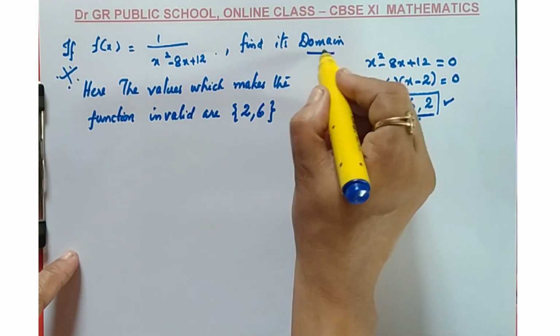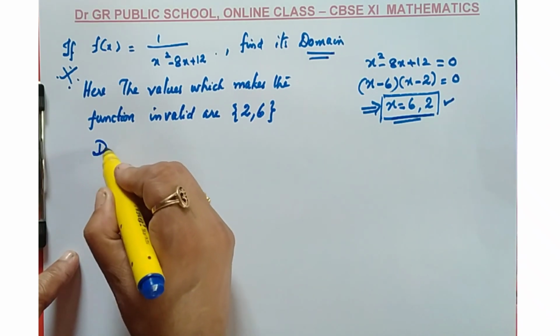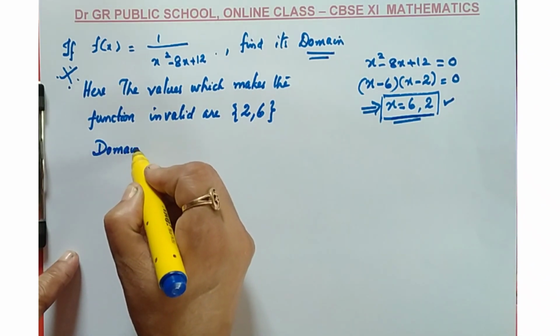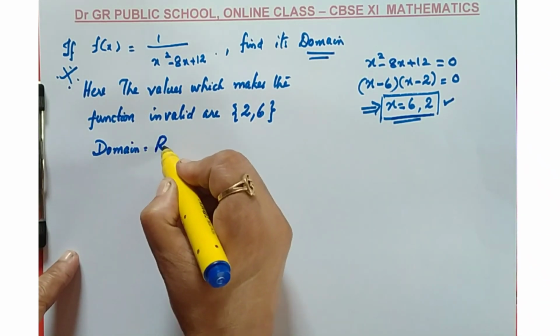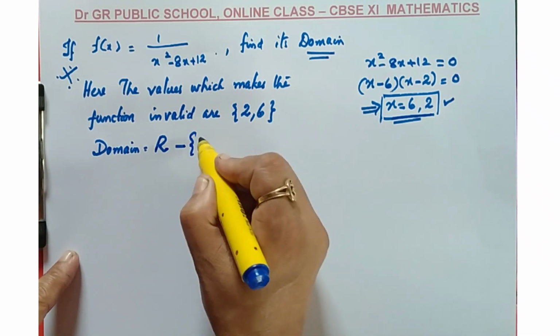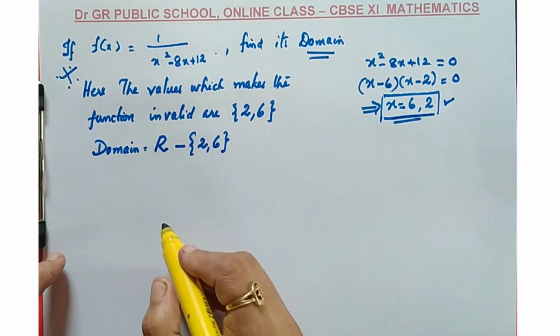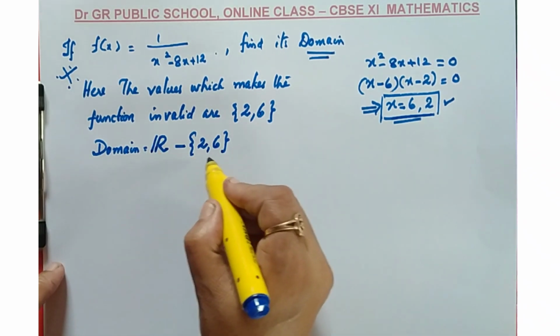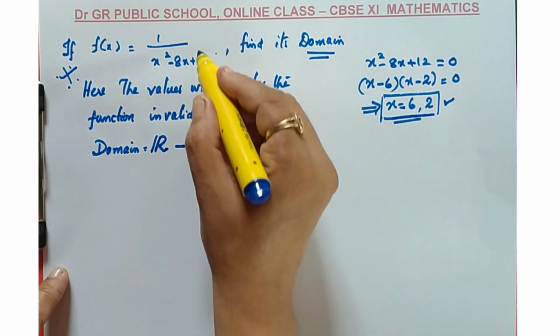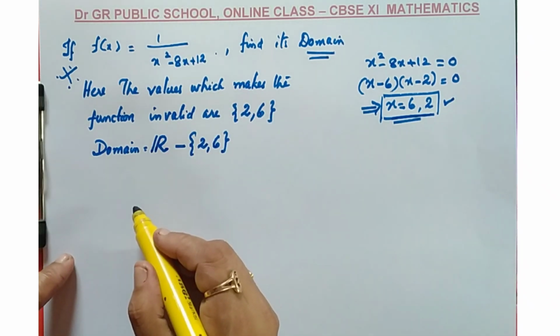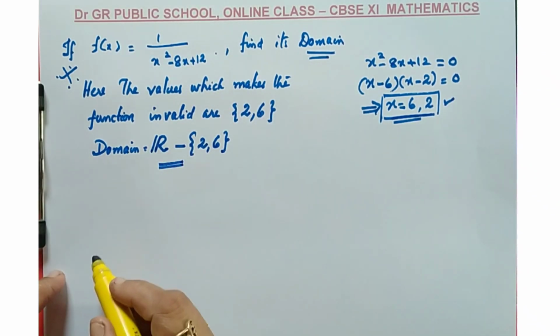We are asked to find the domain. Here the domain equals, this function can accept all real numbers except these two values that you need to throw away or to subtract or to remove from this set. So from the set of real numbers, if you subtract these two elements, the domain of the function will be valid. So this is the answer of this question.